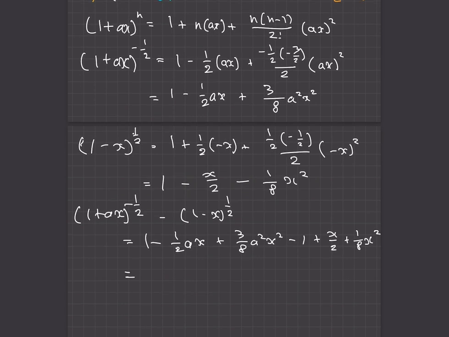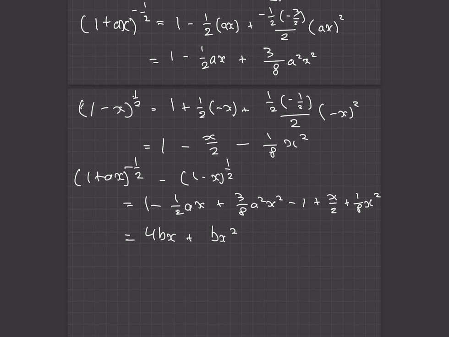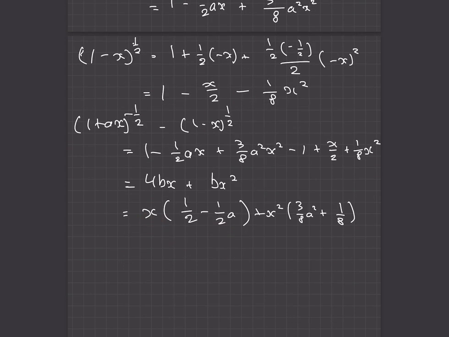We know that this is equal to 4bx plus bx squared. And actually what I'm going to do is simplify the thing on top. So 1 and minus 1 cancel, and then we're going to have x times 1 over 2 minus 1 over 2a, plus x squared times 3 over 8 a squared plus 1 over 8. And now what we do is something called comparing coefficients. So we have x and this, and x squared and this, and that's equal to x and this, and x squared and this. So we know that the coefficient of x must be the same, and the coefficient of x squared must be the same. So now we're going to set up some equations.